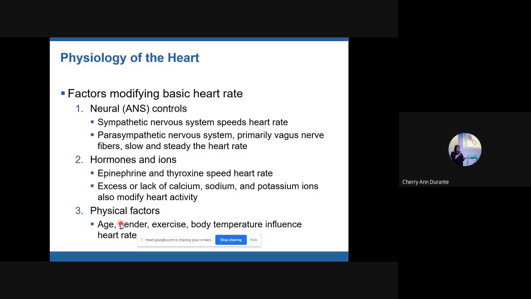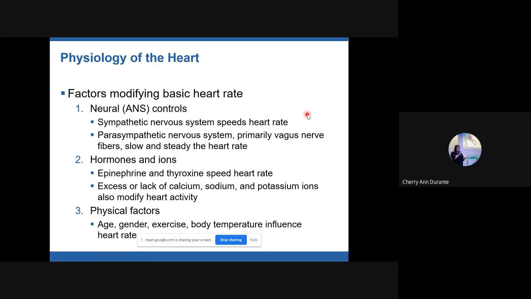So also your sodium, potassium, and even lack of or excess of calcium can also affect your heart rate in different ways. Physical factors also influence heart rate like age, gender, exercise, body temperature. So all of this affects your heart rate.